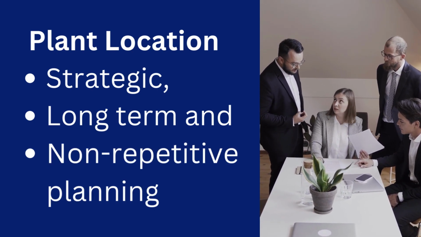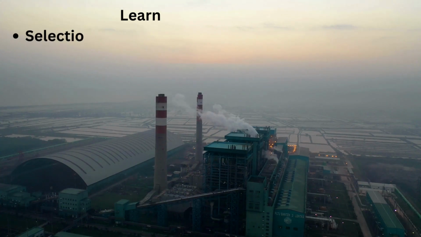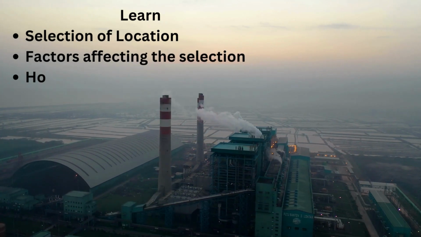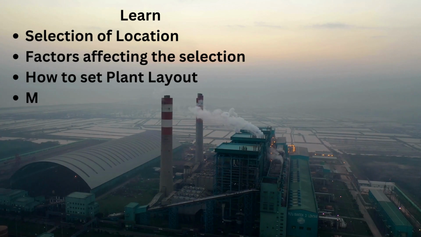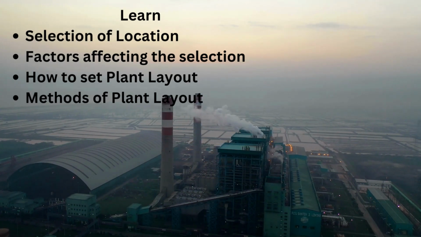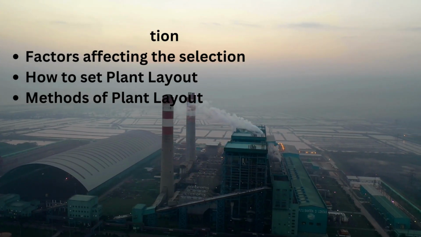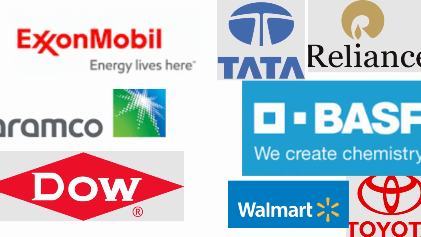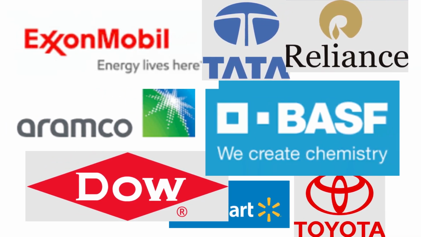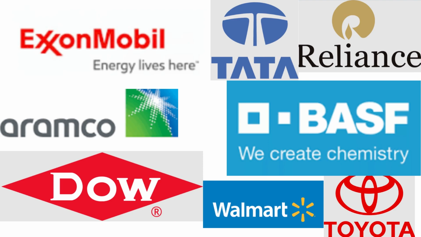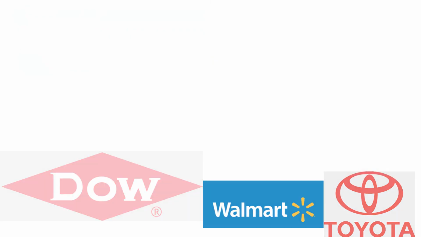In today's video we will learn the process of selection of location to set up the plants, factors affecting the location of plants, how to set the layout of the plant, methods of plant layouts like unit block concept, 2D plant layout, 3D plant layout, process flow diagram preparation and more about project management. The practices we will discuss are adopted by many companies in the world to set up their new plants. Companies like Reliance, Tata, Exxon Mobil, Aramco, BASF, Dow Chemical, SABIC, Walmart, Toyota Group, Cardinal Health, Mitsubishi Motors and many more companies set up their various plants.